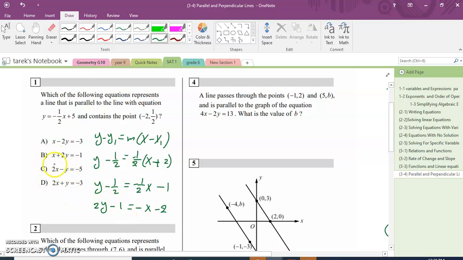These are written in standard form, meaning x and y on the left side and a number on the right side. So move the x to the left side and the 1 to the right side. It will be 2y plus x equals negative 2 plus 1. Negative 2 plus 1 equals negative 1. So the answer will be number B.